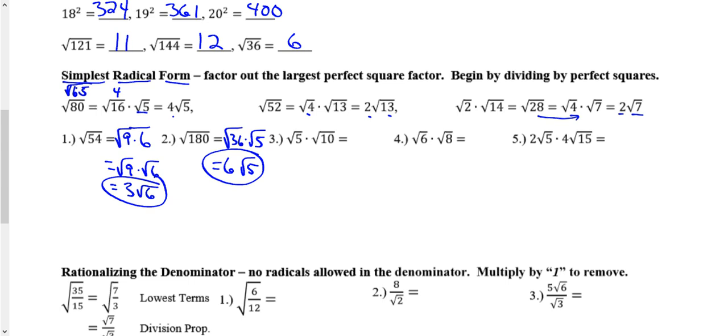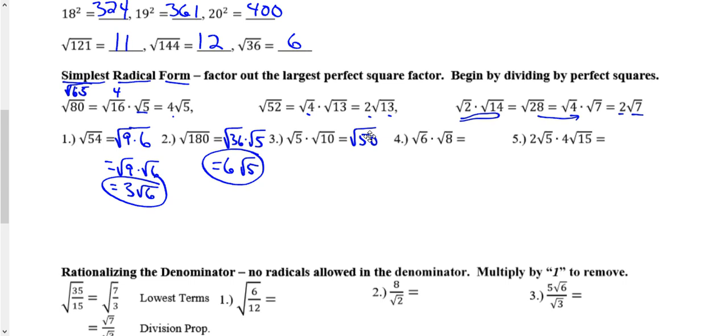Okay. Now number 3 here is like this one up here. Are 5 and 10 perfect squares, or do they have perfect square factors? So multiply them. So that's the square root of 50. Okay. Now, the biggest perfect square factor of 50?